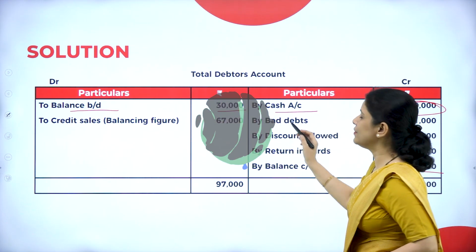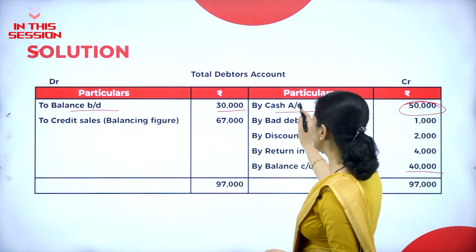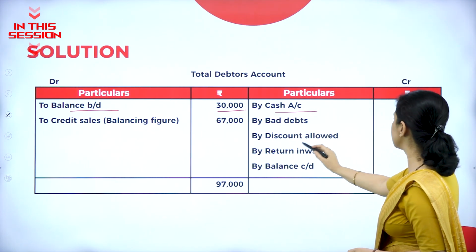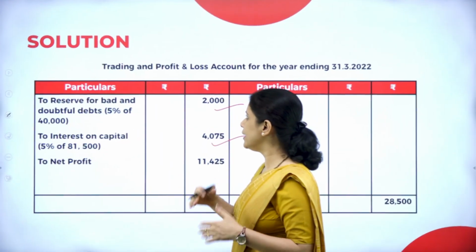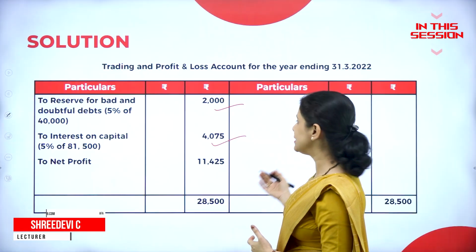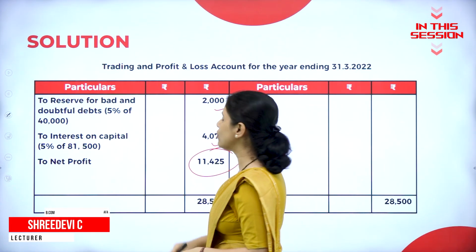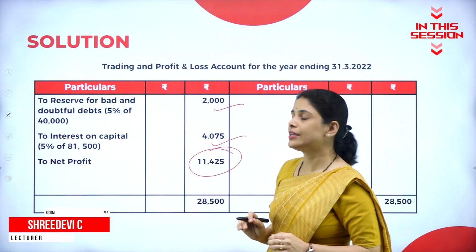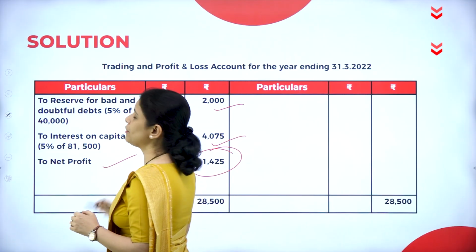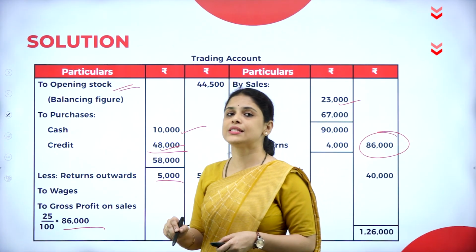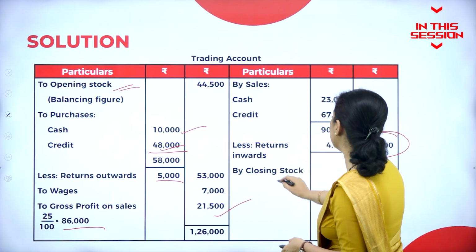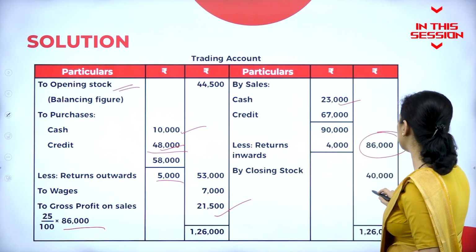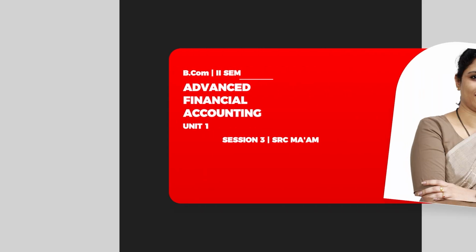Next, bad debt is given, that will also come in total debtors account, 1,000. Discount allowed is 2,000, return inwards 4,000. Deduct the debit side total from the credit side total, we will get 11,425. This 11,425 is the net profit. In that, 25% we will calculate, how much we will get, 21,500, and closing stock is already given in the problem, that is 40,000.